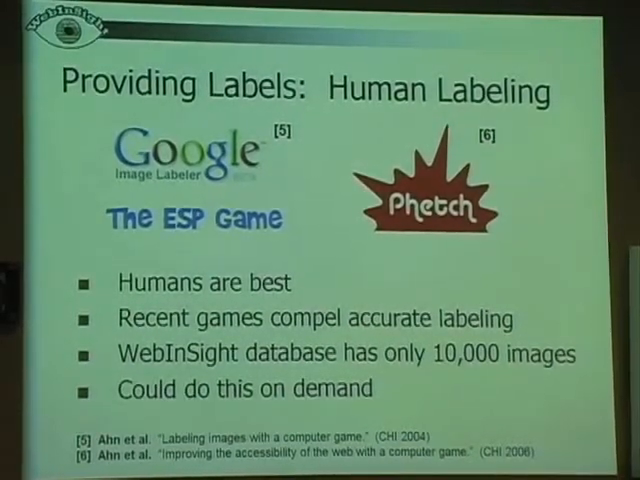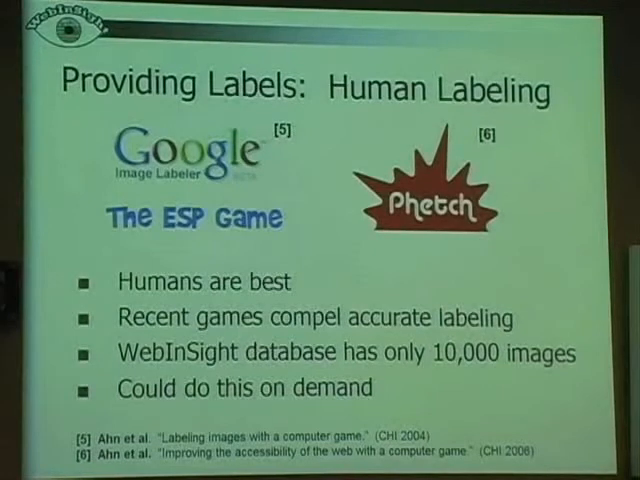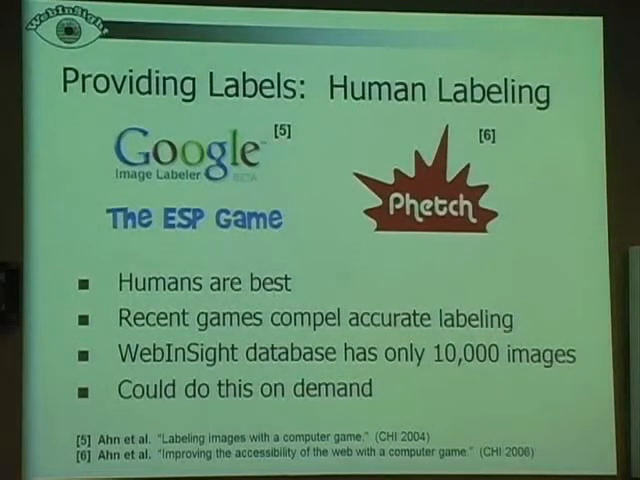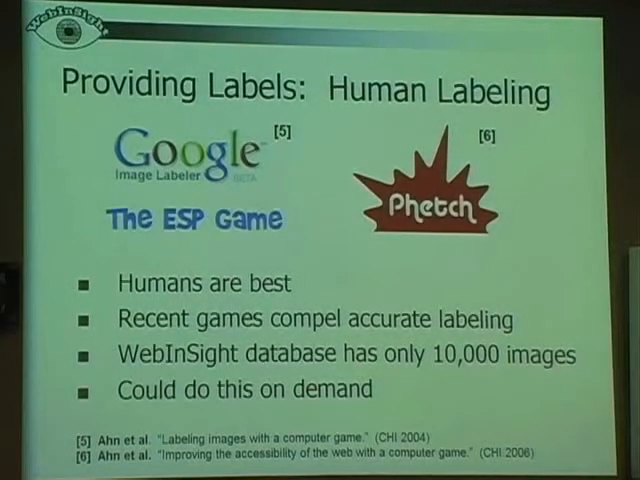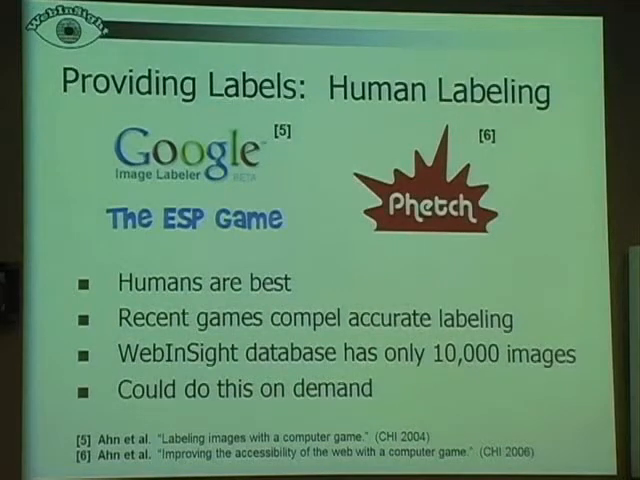This is where Google comes in. It's the human labeling. I put up there the logo for Google Image Labeler. I don't know if that beta is still there. It still has a beta on there, which is the grandchild, I guess, of the ESP game from Louis von Ahn. And Fetch is another labeling game, but it needs more data than just the image to get it seeded. These take the idea that humans are best at labeling if we can do it.